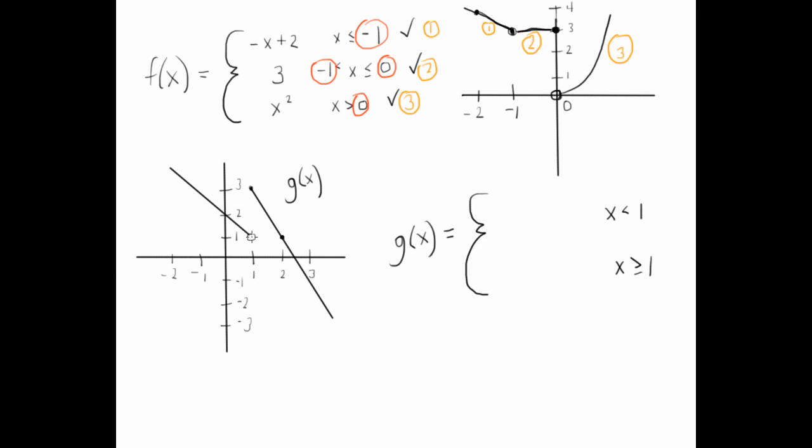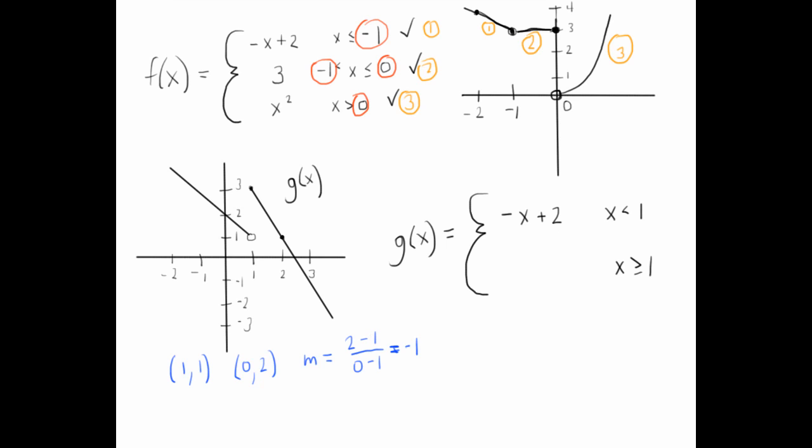Let's focus on this line first. So I've got the points (1, 1), that almost passes through that line, and (0, 2). If I find slope, that's going to be 2 minus 1 over 0 minus 1, which is equal to -1. And I can already see what my b is because it's 2. So that's going to be -x plus 2.